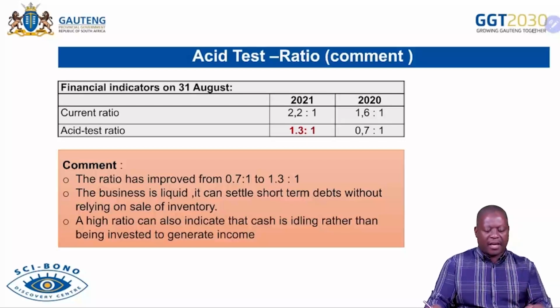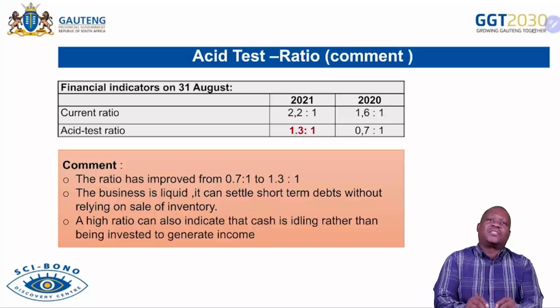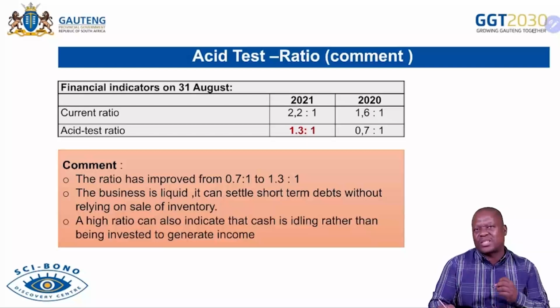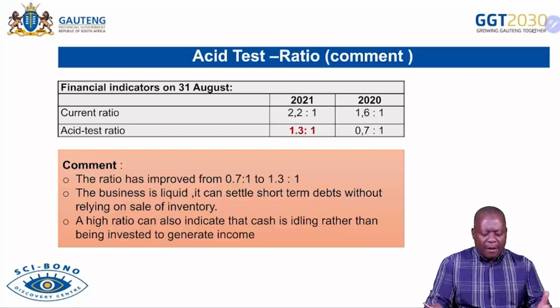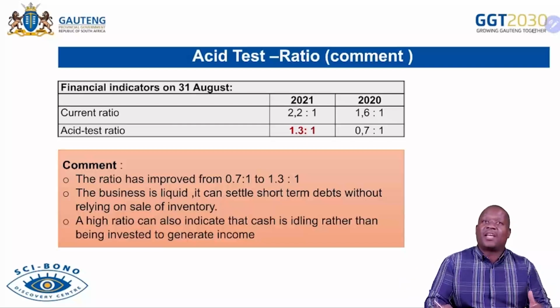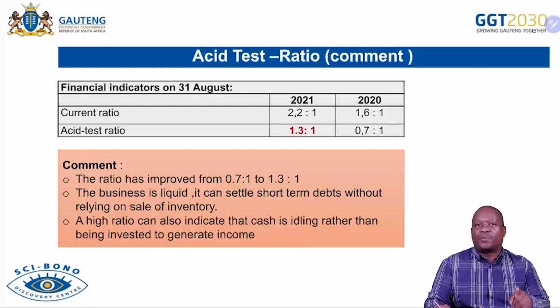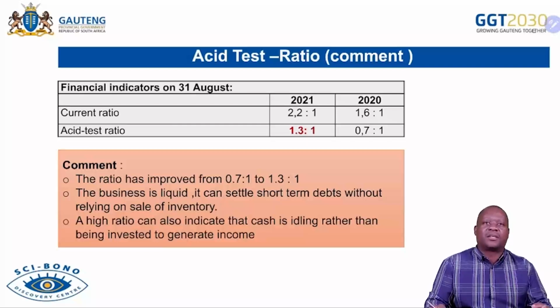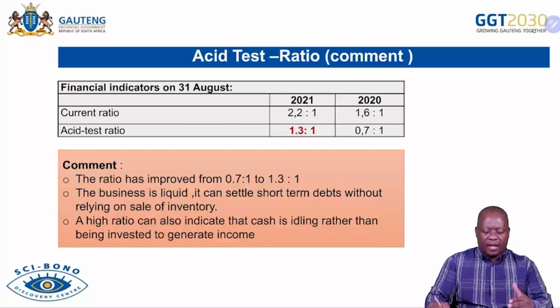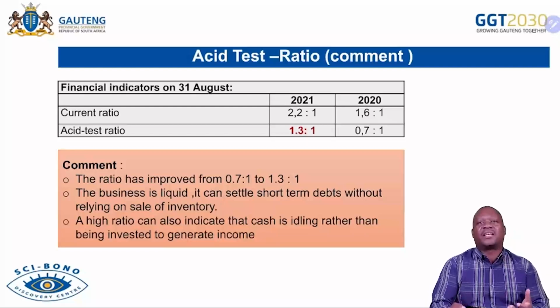We can also indicate to say this ratio is good because it's at 1.3 to 1. If that ratio was at 2 to 1 or at 3 to 1, we were going to say, no, this is not good. Why? Because it was going to indicate that cash is idling. And remember, it's one of the assets that should not sleep. It should be out there making money for us. So when we have a higher ratio, 2:1, 3:1, it will indicate that cash is idling rather than being invested to generate income for the business.